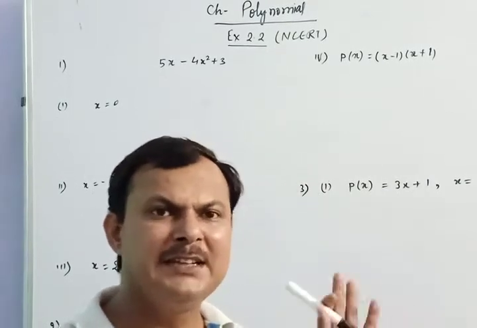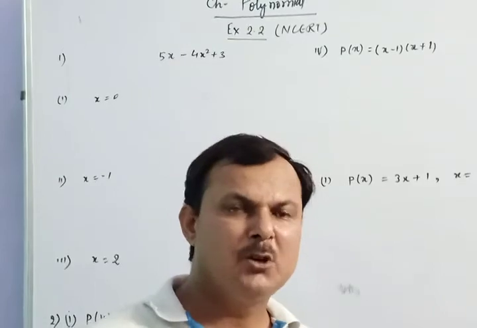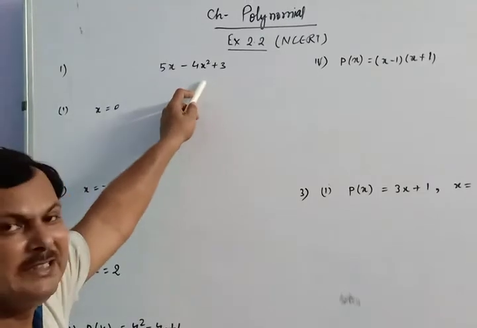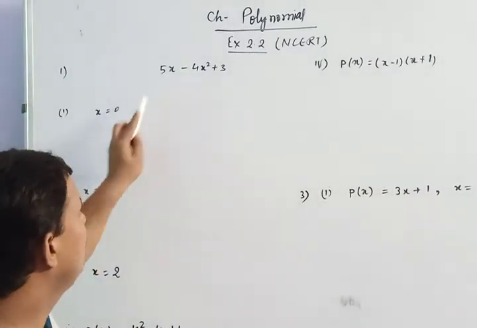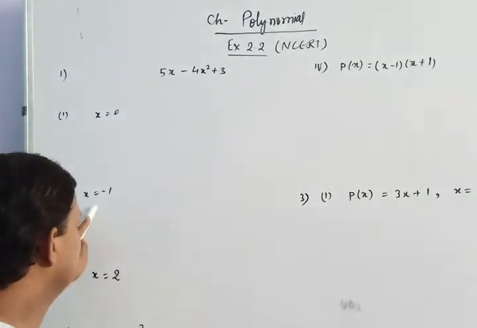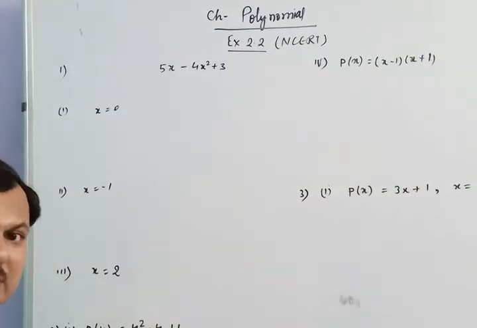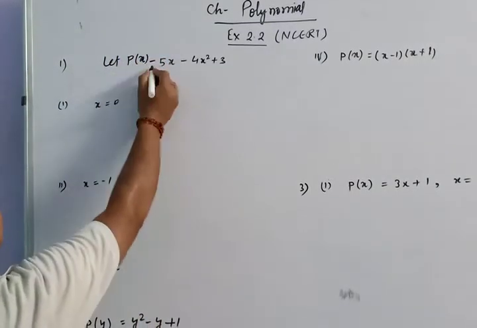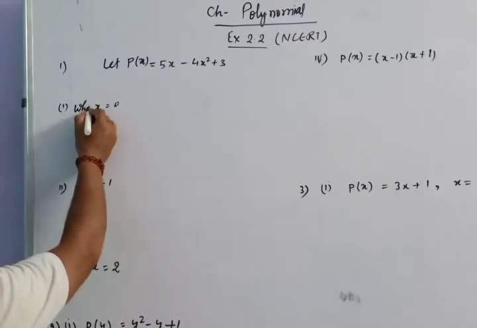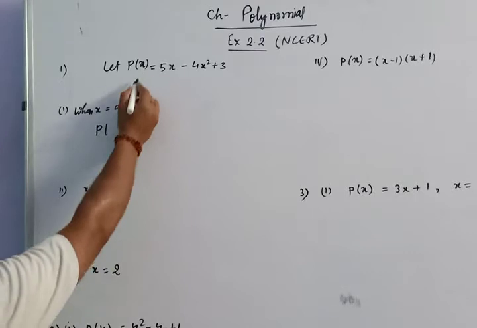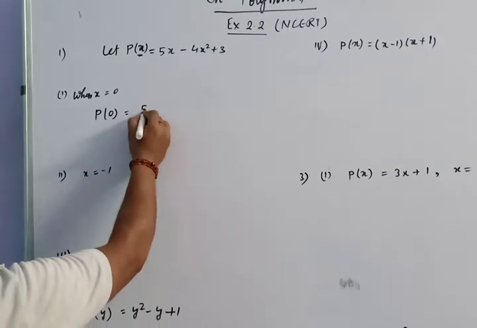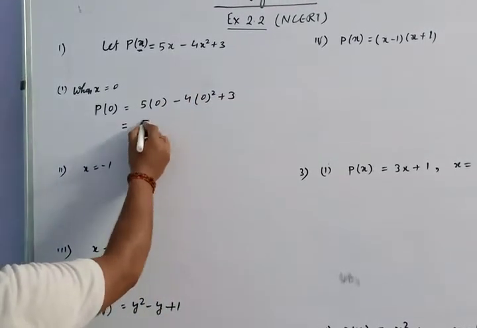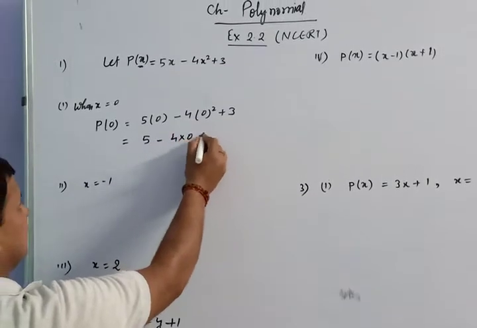But here we have to find the values of the given polynomial at other given real numbers. For example, in question number 1 this polynomial is given and we have to find the value of the polynomial when x is equal to 0, when x is equal to -1, when x is equal to 2. So first of all we will name the polynomial p(x) is equal to this. When x is equal to 0, wherever you see x, that will be replaced by 0 and you have to solve it.